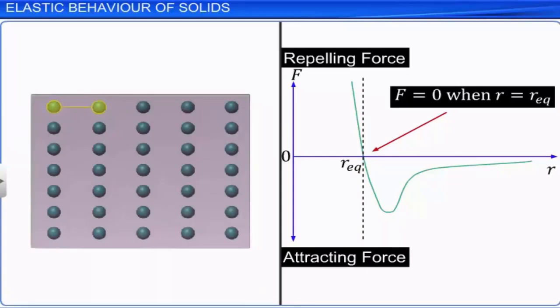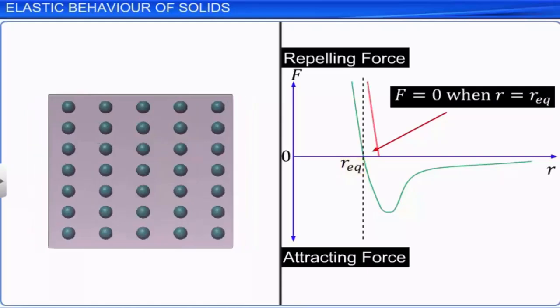When molecules are at the equilibrium distance of separation, there is no net force between them. If they come closer than this, they experience mutually repulsive forces. The force becomes mutually attractive when the distance of separation is more than the equilibrium value.